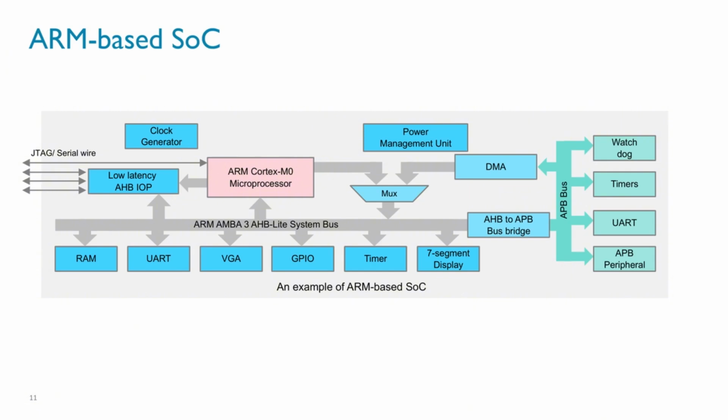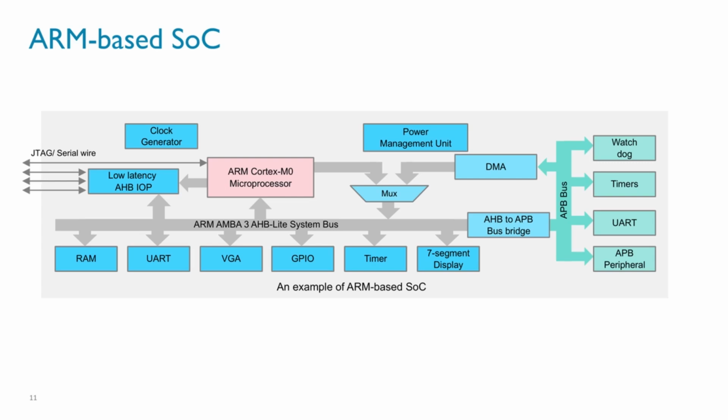On this main bus, you can see several key components connected. RAM. This is the system's main working memory, where the processor stores data and program instructions it's currently using. UART. This stands for Universal Asynchronous Receiver Transmitter. It's a common component for serial communication, for example, connecting to a computer for debugging messages. VGA. This block would be responsible for generating video signals to drive a VGA monitor.